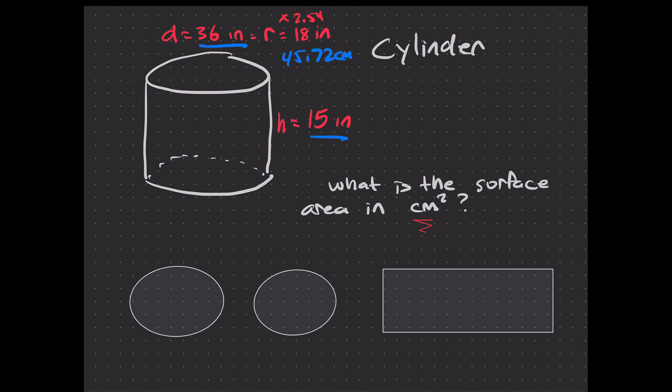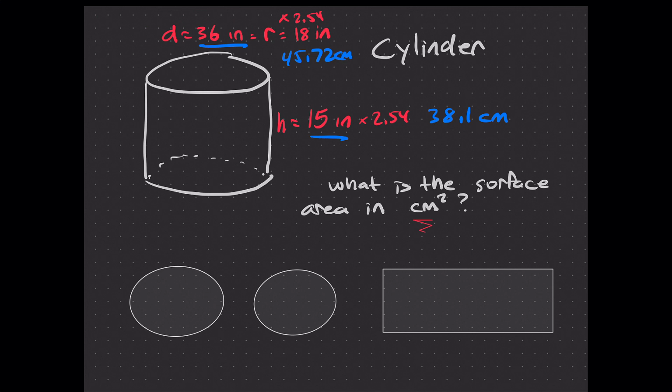So when I multiply 18 times 2.54, I'm going to end up with 45.72 centimeters. Now the height is also in inches, and again I would multiply it by 2.54 to make that easy conversion. And when we do that, we end up with 38.1 centimeters. So now that I'm in the correct units, I can start to fill in some of the information on the shapes that I have down below.